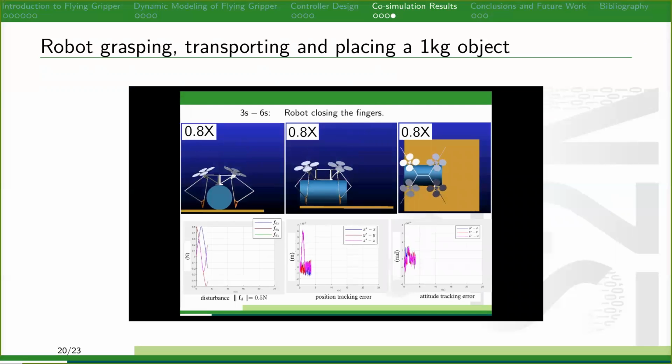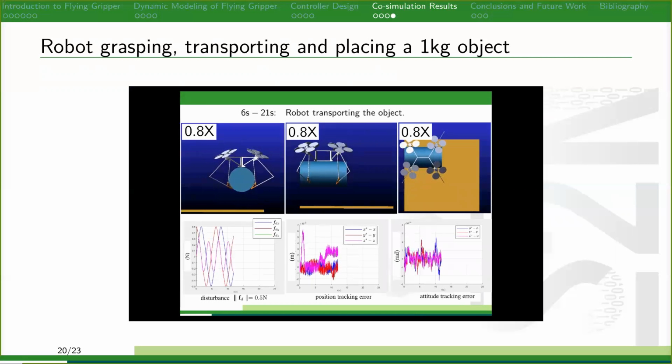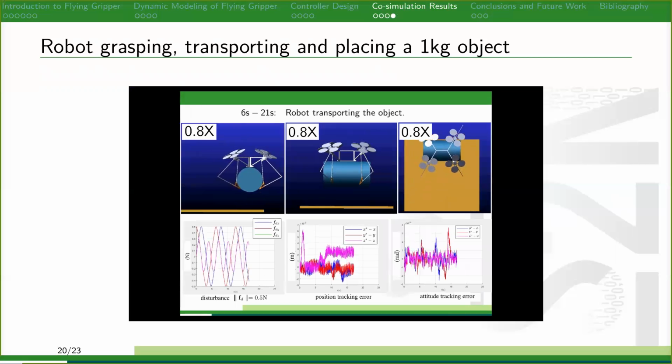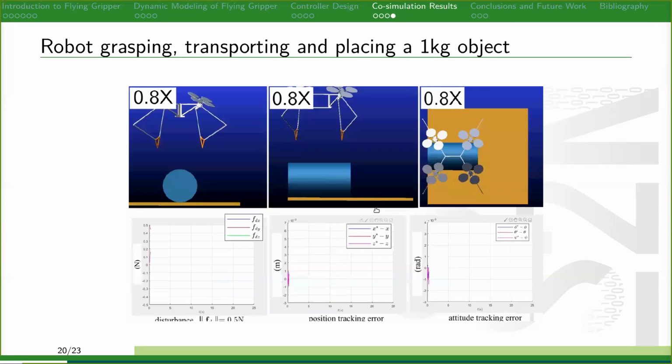As we can see from the video, the controller enables the robot to follow the reference trajectory under disturbance forces and sensor noise. It also deals with the changing dynamic parameters such as mass and inertia. Finally, the object is placed at the desired position.